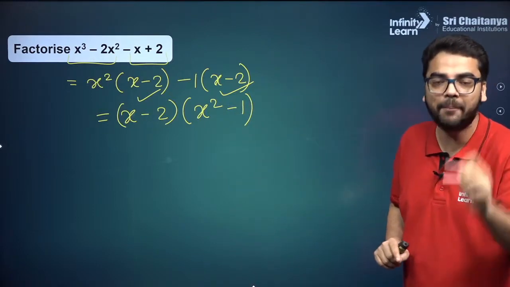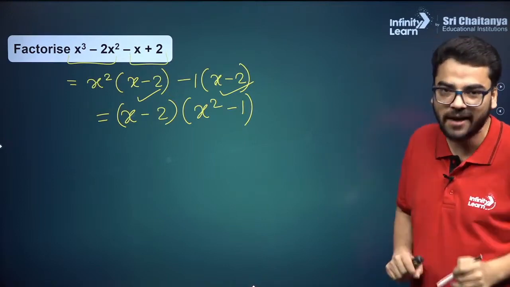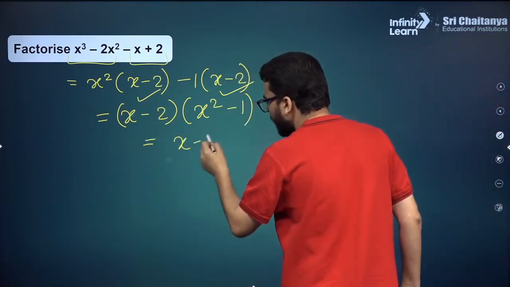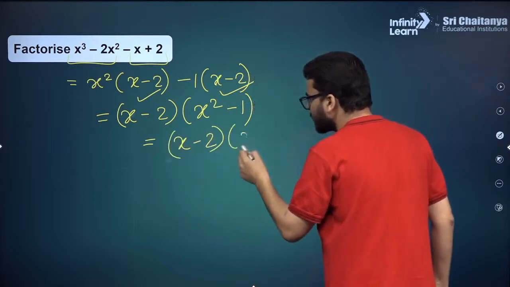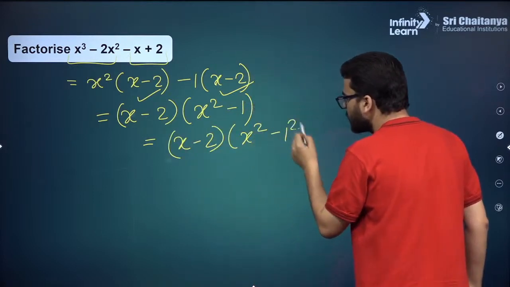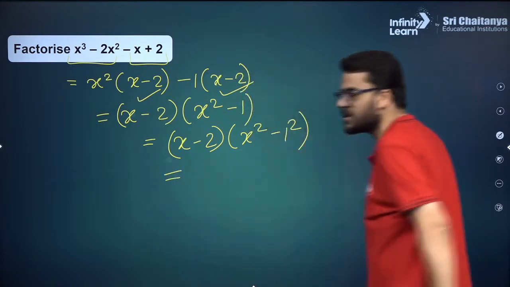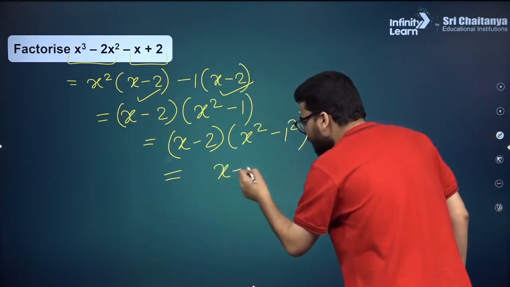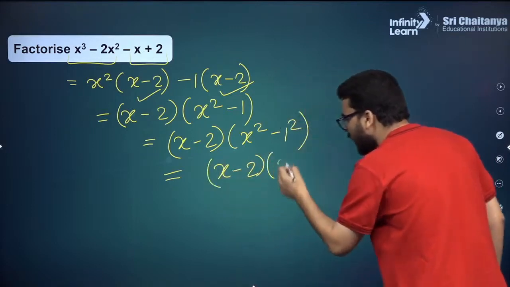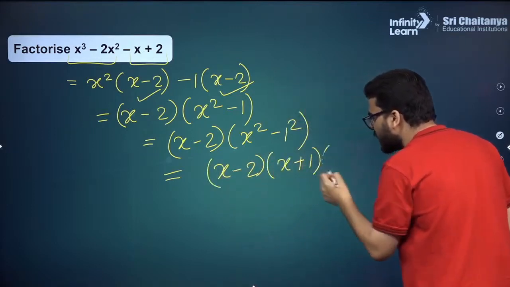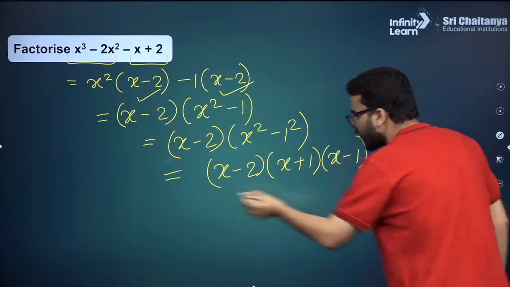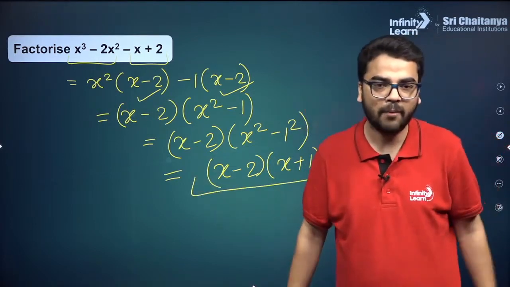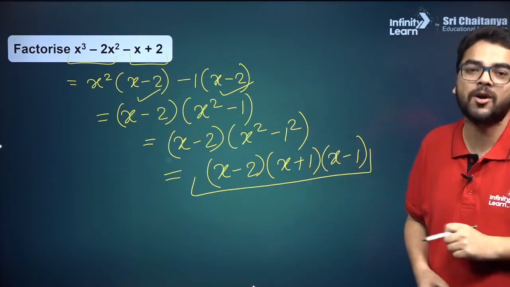But this will not happen every time. Please understand that. Now this can further be factorized, x square minus 1. I can write it like x square minus 1 square. So can I not use the a square minus b square identity, that is equal to a plus b, a minus b? So this is x minus 2, and over here can I not write x plus 1, x minus 1? So isn't it the required factorized form of this cubic polynomial? Tell me. But every time this will not be possible.